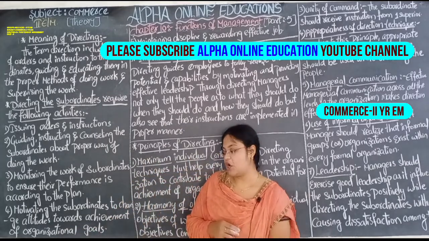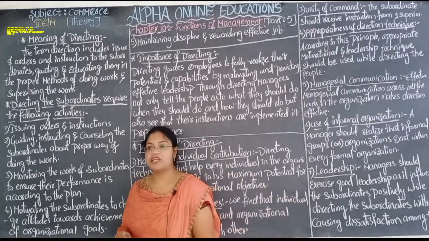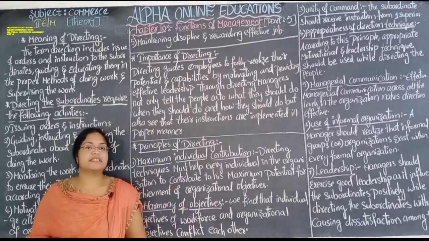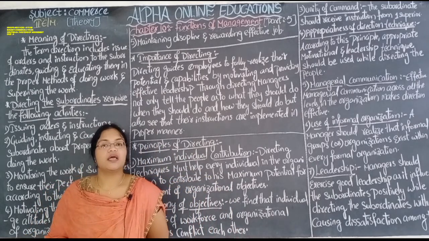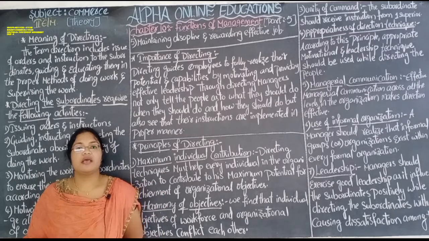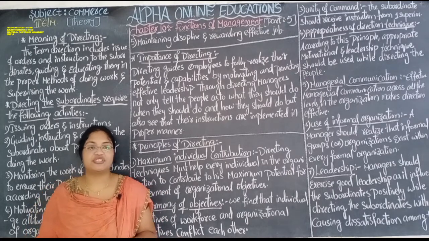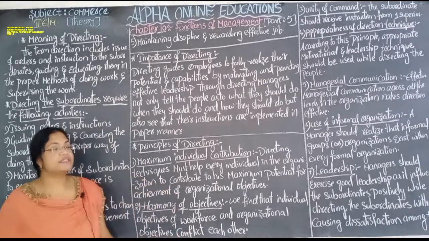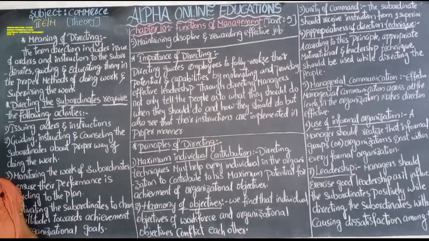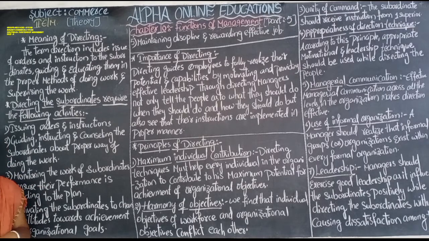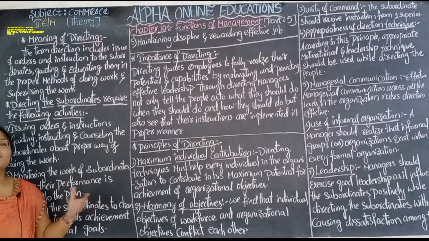The chapter that we are dealing with is the functions of management. In the previous sessions we have discussed planning, organizing, staffing. Yes, we have discussed the three functions, and in this session we are going to discuss the fourth function of management, that is directing. Directing means giving instructions to the subordinates, seeing whether they are doing the job well or not, whether they are following the goals of the organization or not. So this is known as directing.